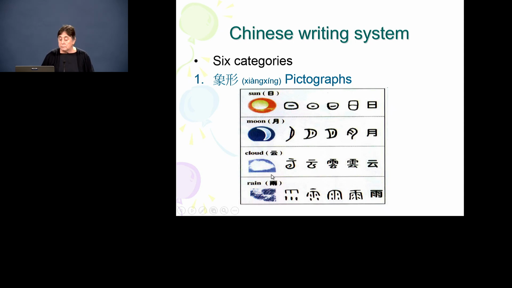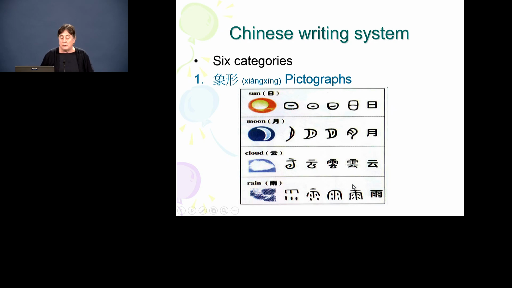Cloud started out as being kind of a little swirl in the sky. It eventually developed into this character, and this is the traditional character for cloud, yun, and here is the simplified version of it. Yun. Last one, rain. You can see here how it looked like a picture of perhaps some kind of a shelter with the drops coming down, and this eventually developed into this. Here is the modern character for rain, yu.